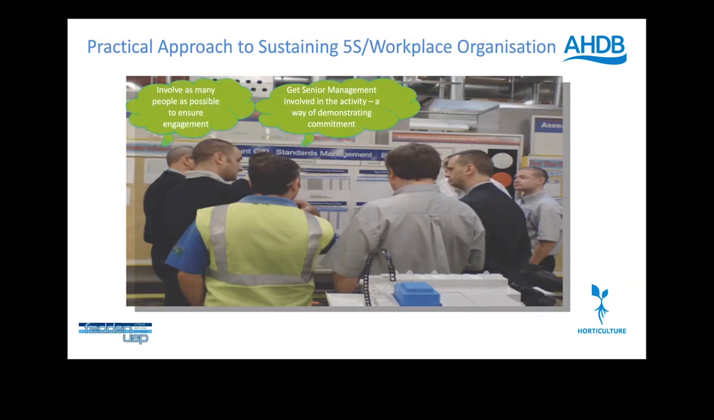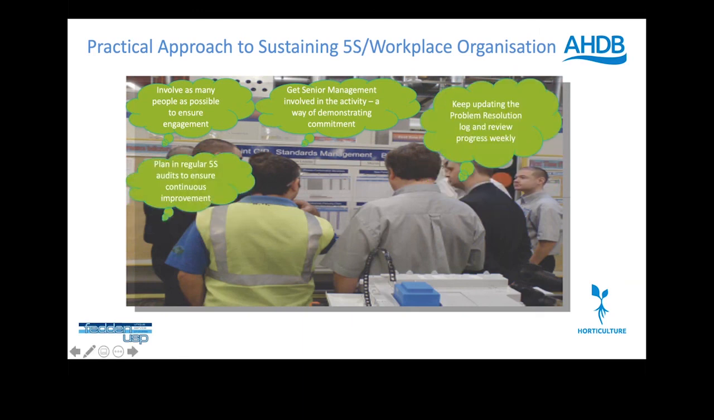So just a bit of a summary of the kind of things. Make sure you involve as many people as possible. Make sure senior management are involved, not only from a briefing point of view, but also through regular reviews of the visual management boards. Make sure you've got a problem resolution log and you review weekly what ideas people have suggested on it. Carry out regular 5S audits.